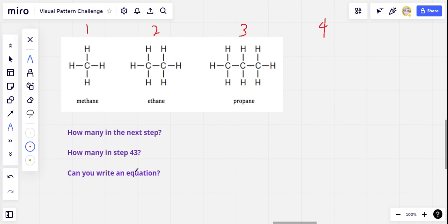If you can do that, can you predict the number of bonds in step 43? And can you write an equation that could be used to predict the number of bonds in any step at all? So that's the challenge. If you'd like to accept it, pause the video and give it a try.